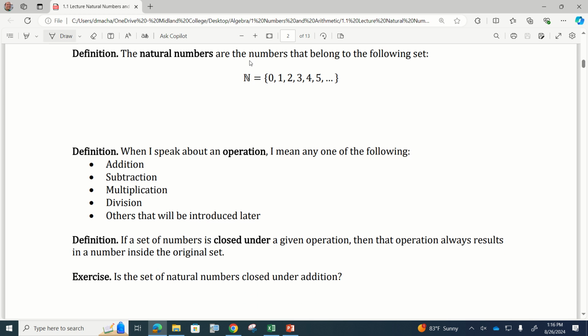So here we go. The natural numbers are just the counting numbers. If I say natural number, you're thinking about the set 1, 2, 3, 4, 5, and so on. Infinitely many natural numbers. And sometimes we also include 0. It kind of depends on context, whether or not we're talking about 0.